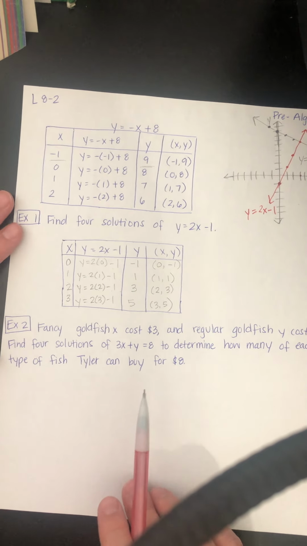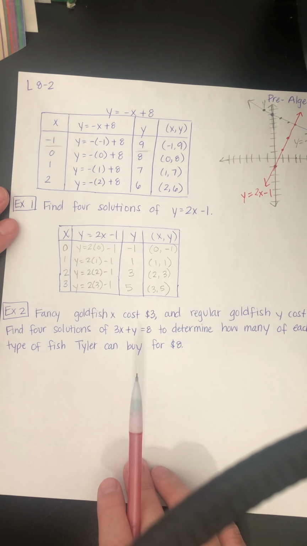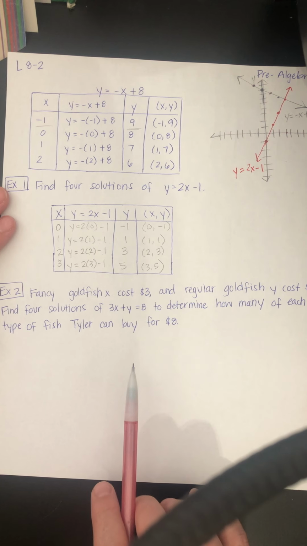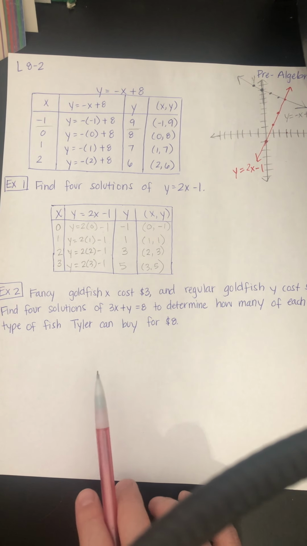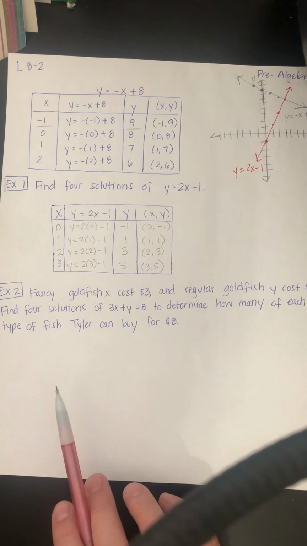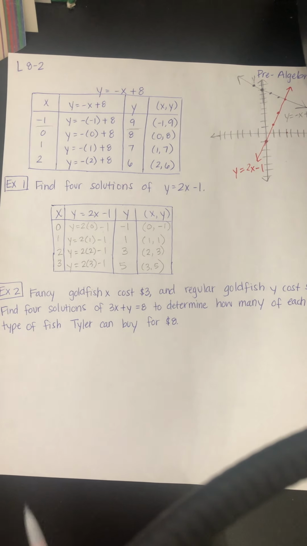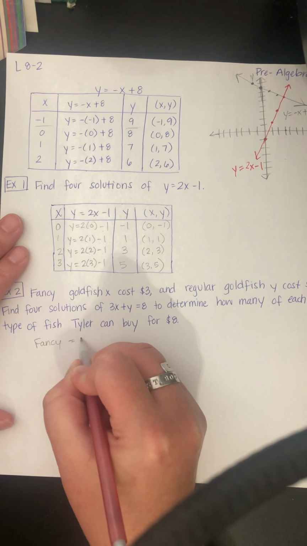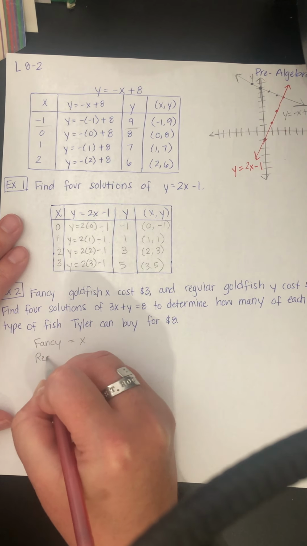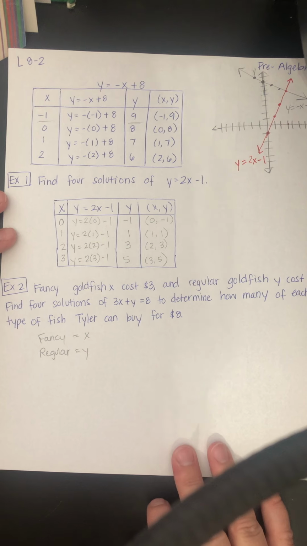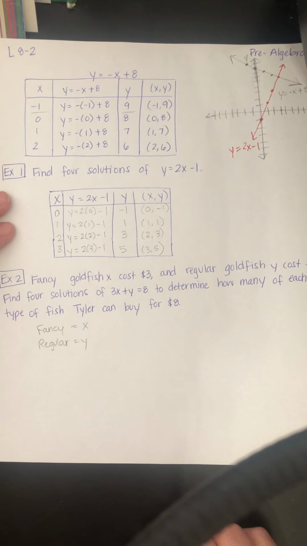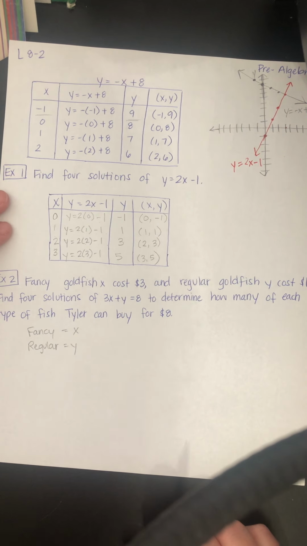Okay. They might give you a word problem, and this one says fancy goldfish X. So our goldfish are going to be the X coordinate. They cost $3, and regular goldfish, which is Y, costs $1. So the fancy goldfish equal X, and the regular goldfish equals Y, or our Y coordinate. It says find 4 solutions of 3x plus y equals 8 to determine how many of each type of fish Tyler can buy for $8.